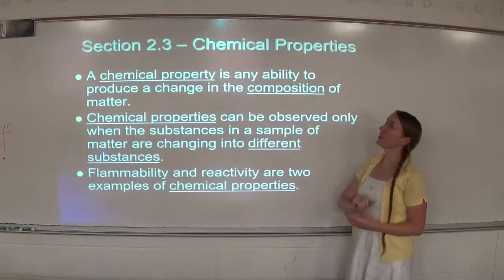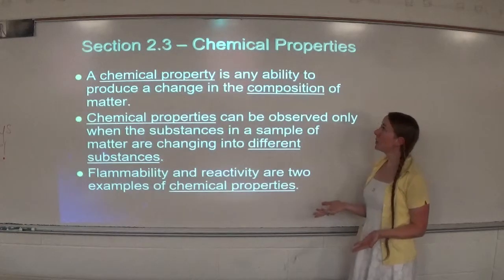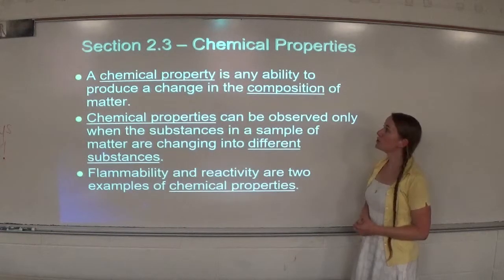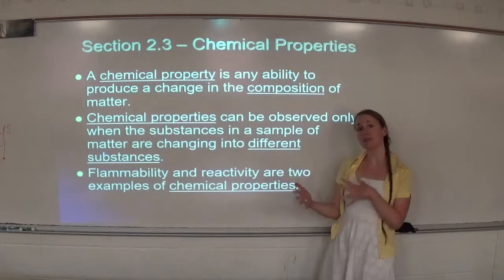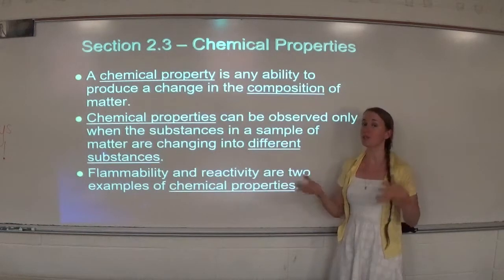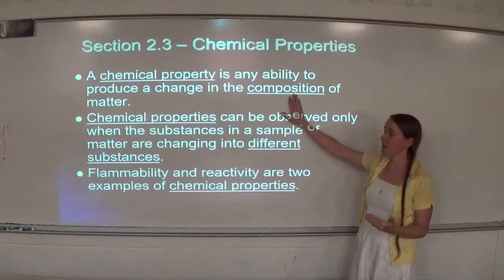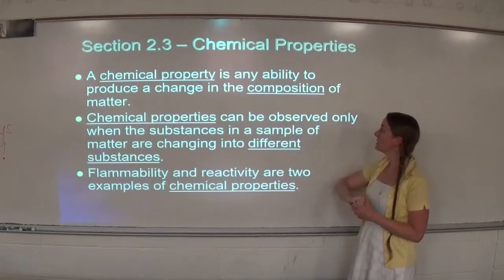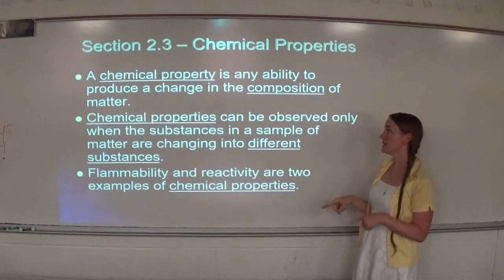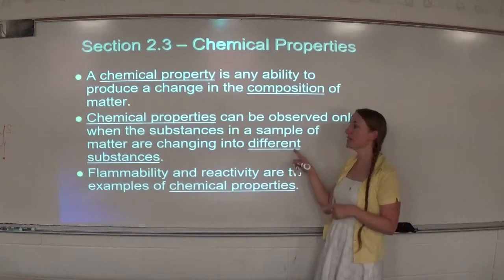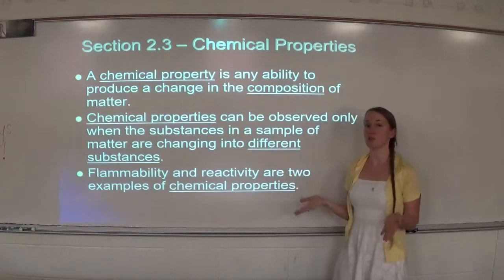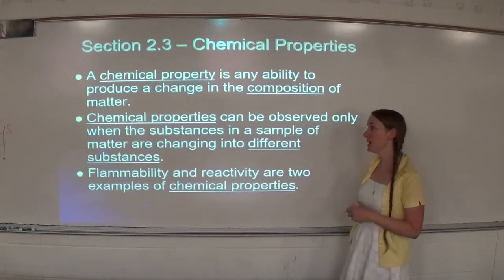So now we're going to talk about chemical properties. A chemical property is any ability to produce a change in the composition of matter. In the previous video, we talked about physical properties, where there was no change in the composition. With chemical properties, there is a change in the composition. Chemical properties can be observed only when the substances in a sample of matter are changing into different substances. That's the only time you can observe a chemical property.